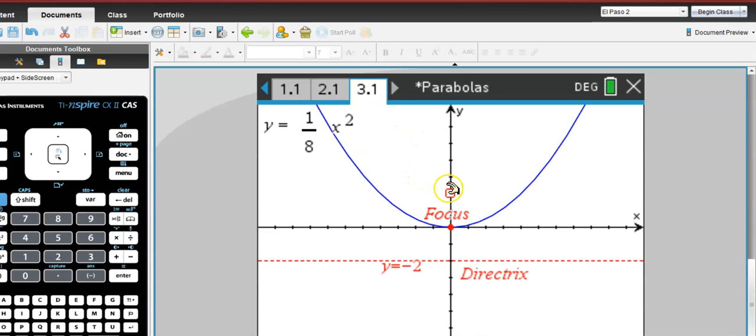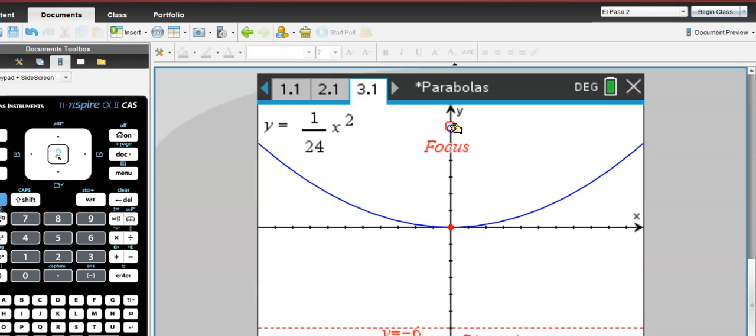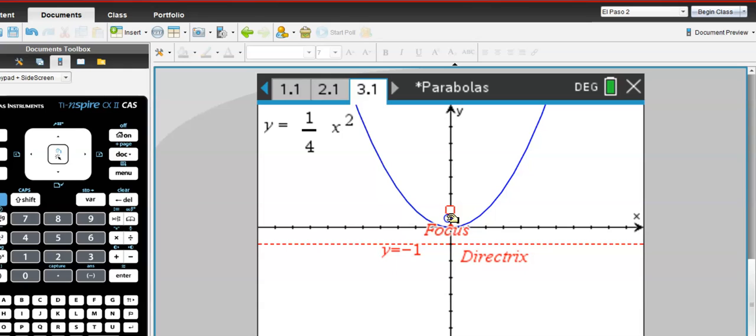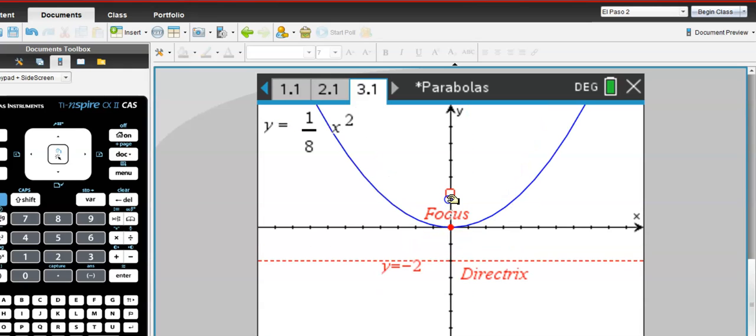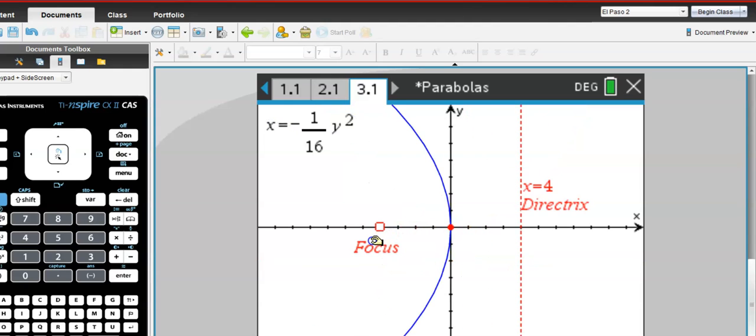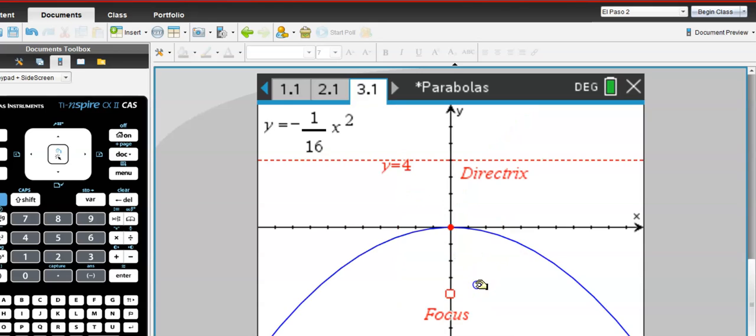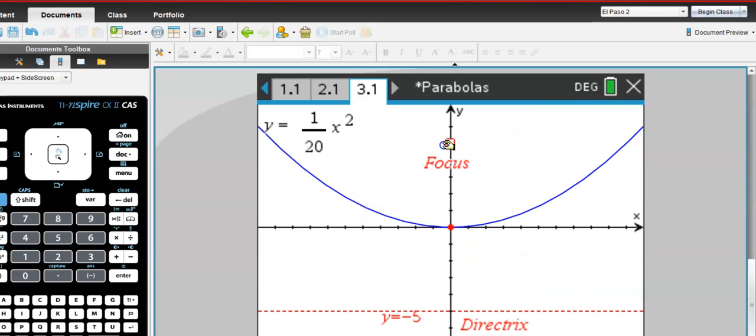On page 3.1, you can see that this is an A value of 1/8, and so it's pretty wide. The smaller that number is, the wider it gets. The bigger that number is, like 1/4, it's a little bit skinnier. You can see the parabola could be open to the left. And again, it's always equidistant. You can see the directrix is 2 units away and the point is 2 units away. So you can have x equals parabolas. Those are x equals parabolas. They open right and left. Y equals parabolas open up or down.